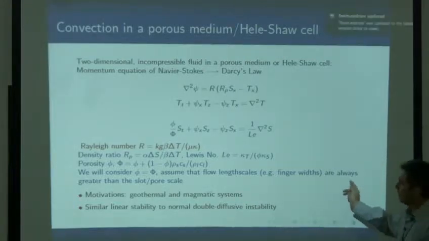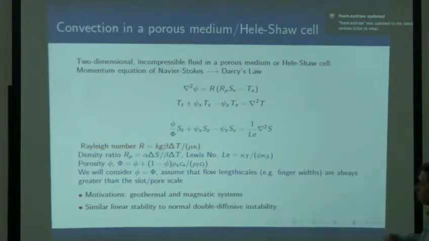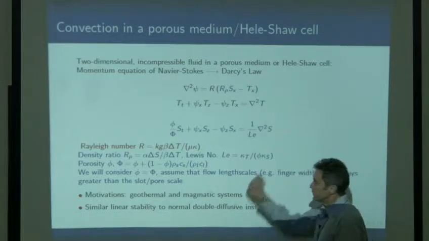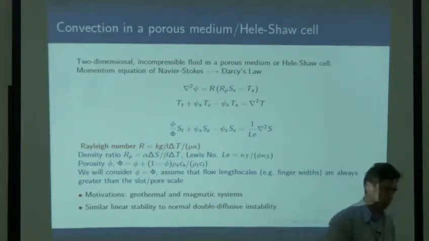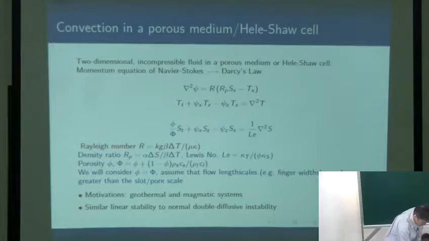There's one assumption that you need to make, which is that the flow length scales, for example finger widths, which are normally quite small, have to be much larger than the slot pore scale for this to be a valid model. There are some motivations you might be interested in. People talk about this kind of model in the context of geothermal systems or magmatic systems. The linear stability characteristics of this system are very similar to normal doubly diffusive convection.